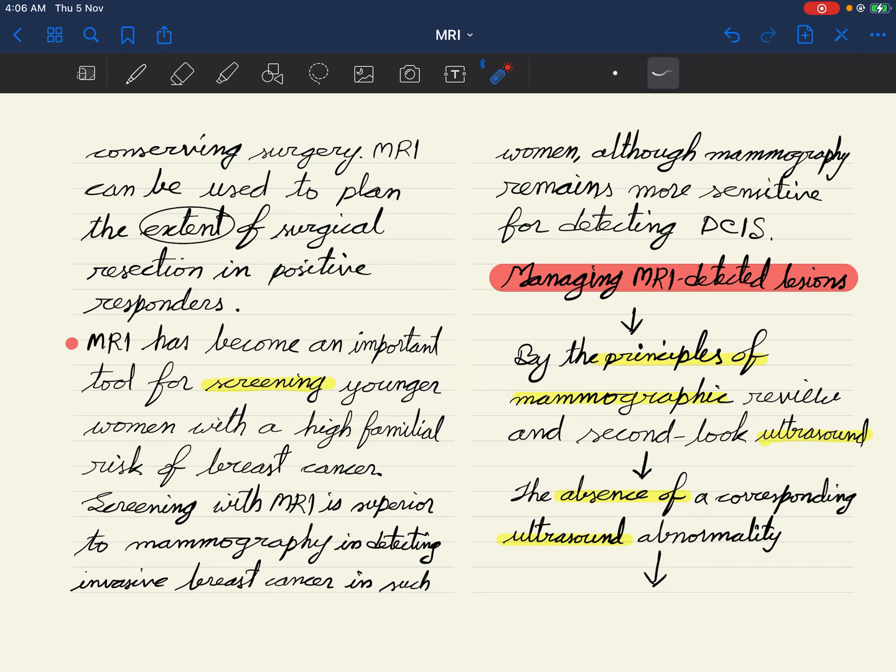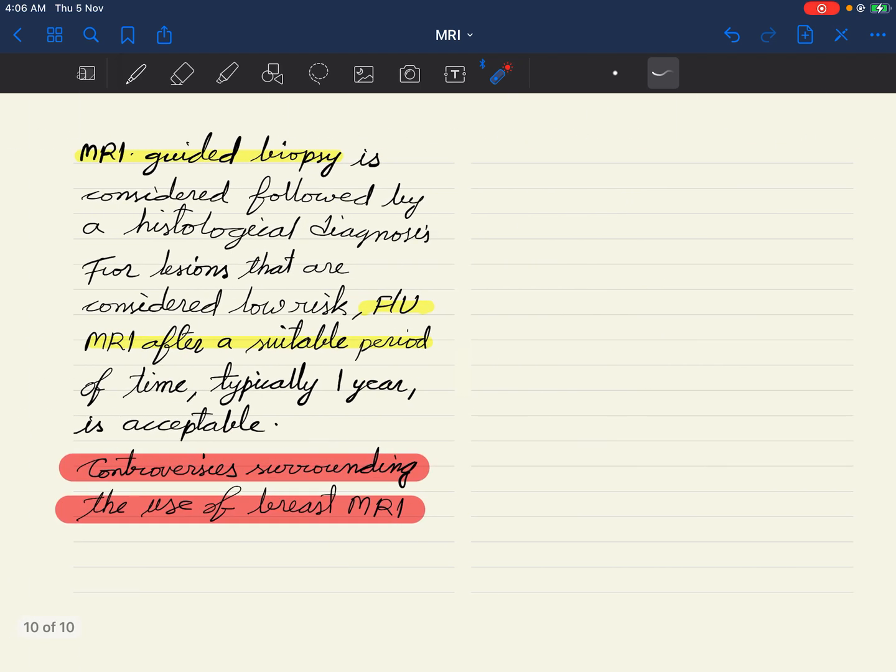So, after finding a lesion by MRI, what will we do? We will use the principle of mammographic review and second look ultrasound. That means that we will review our mammography, we repeat the ultrasound. If we do not find a corresponding ultrasound abnormality, then we can think about MRI guided biopsy followed by histological diagnosis.